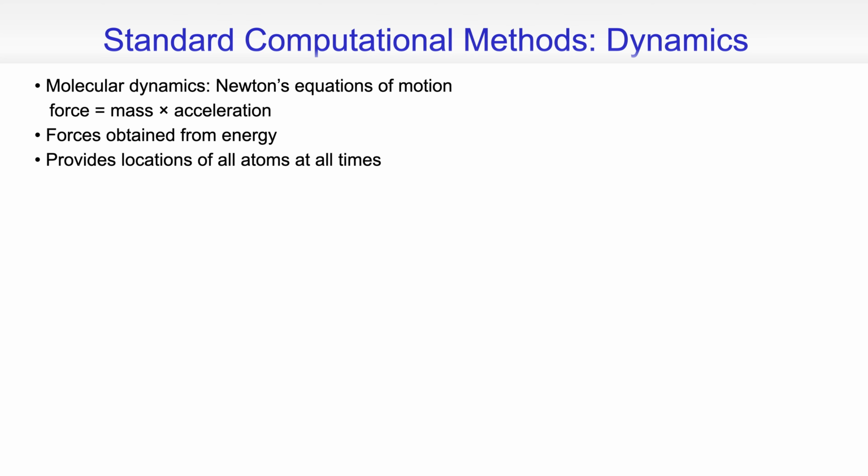We just solve Newton's equations of motion. Force equals mass times acceleration, and we get the forces from the energy. So if you think back to high school physics, if someone throws a baseball, you know the initial position and the initial velocity, then you can say where that baseball is going to be at any time, just assuming the only force on it is the gravitational force.